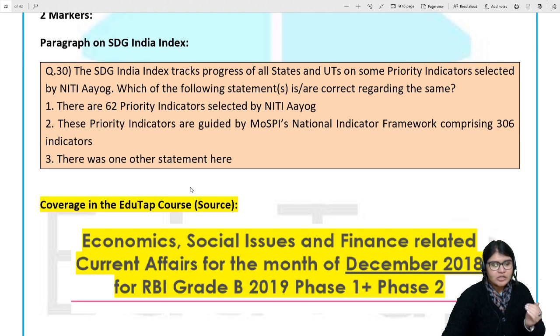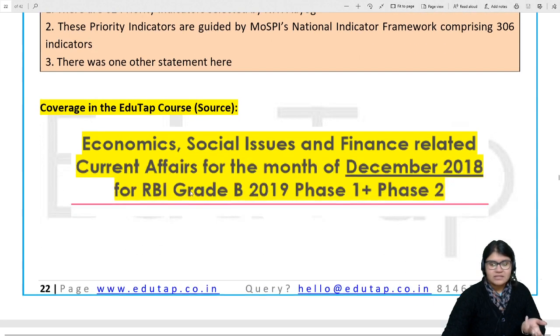Now we were able to collect nearly 2 statements that were given. The third one we are not very sure. So in case you have any feedback, you remember those statements, you can just write down in the comment section below. So here you can see it was regarding 62 priority indicators. It was also regarding 3 not 6 indicators, and the other statement we do not know.